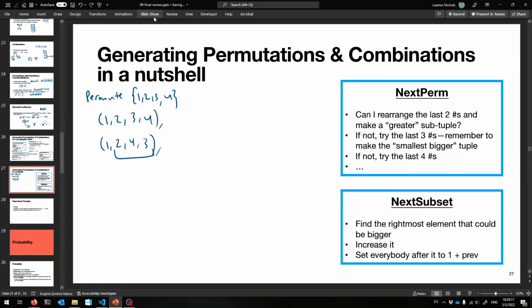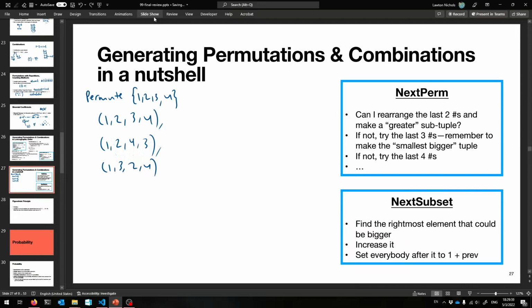So what's the smallest bigger tuple of 2, 4, 3? I believe that it's going to be 3 first, right? Because we've already done all the 2's. We've exhausted our 2's. So it's going to be 3 and then 2, 4. So 1, 3, 2, 4. Do you see how that's the next bigger tuple from this one? That's what next perm is really doing.